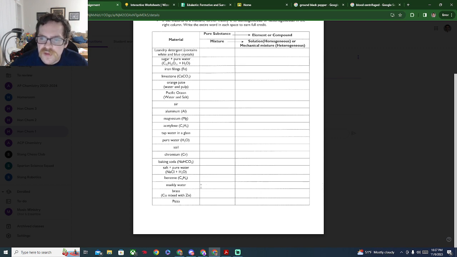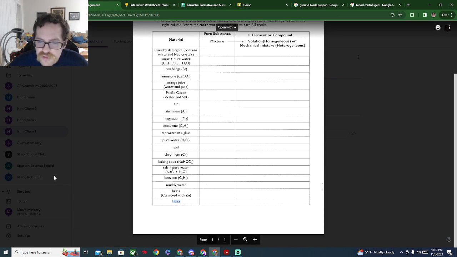Muddy water. This is a heterogeneous mixture. Brass. I even gave a hint here that copper was mixed with zinc. It is not chemically combined. It's instead what we call a solid-state mixture, which is a pretty rare form that we usually don't think about. But they're just mixed. They're not chemically combined. And pizza, of course, is a heterogeneous mixture, right? Cheese and bread and sauce, all separate parts.